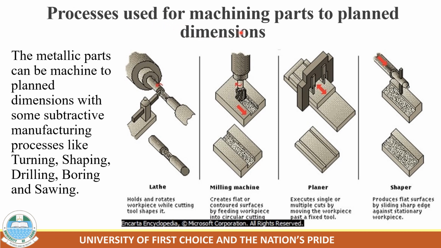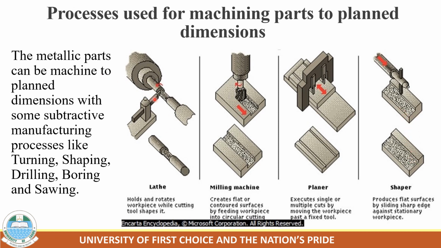Processes used for machining parts to plain dimensions. The metallic parts can be machined to plain dimensions with subtractive manufacturing processes like turning, shaping, drilling, boring, and sawing. The picture here represents the turning operation, this one represents the milling operation, this one represents the planer operation, and this final one represents the shaping operation.